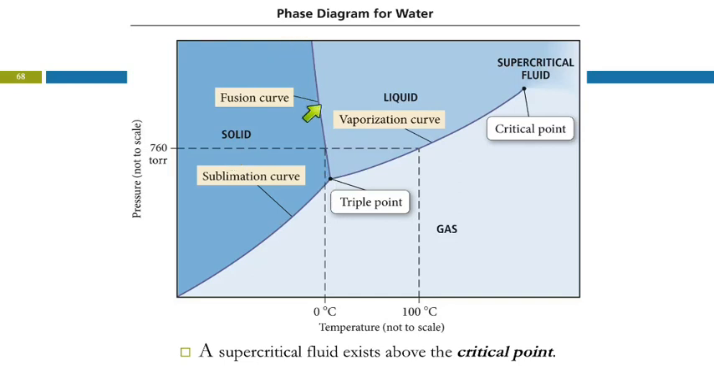So this is the fusion curve, going from solid to liquid, which is melting or fusion. Here's our sublimation curve, going from the solid directly to the gas. And then up here is the critical point. Above that temperature, you can't have a liquid. It becomes a supercritical fluid. And so this line just ends. There's a critical pressure and a critical temperature. Above that, you can't have a liquid.